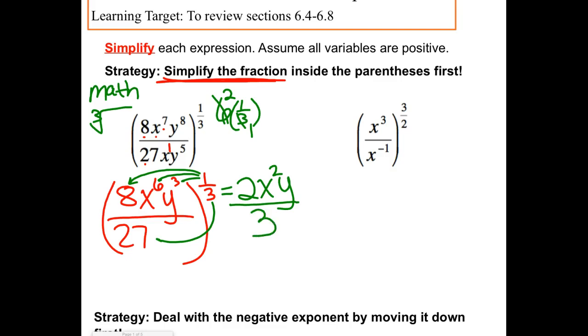You always need to look, can you do more? And we can't, so our answer is that right there. Okay.